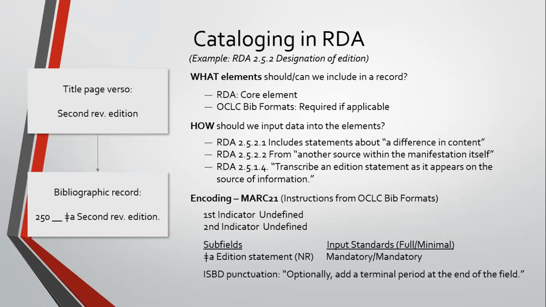And revised, you can see in this hypothetical example, is abbreviated. Okay, so we know we need to include this information in our record because designation of edition is a core element in RDA, and furthermore, it's required if applicable in OCLC BIB formats, which is where OCLC member libraries usually will look to find the guidelines for submitting records as part of OCLC.